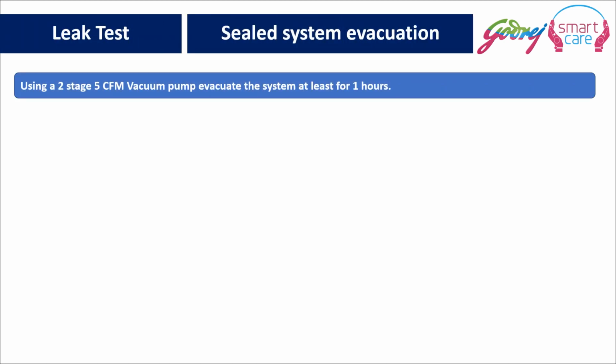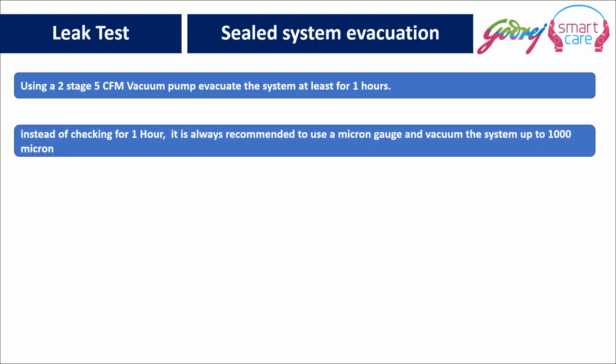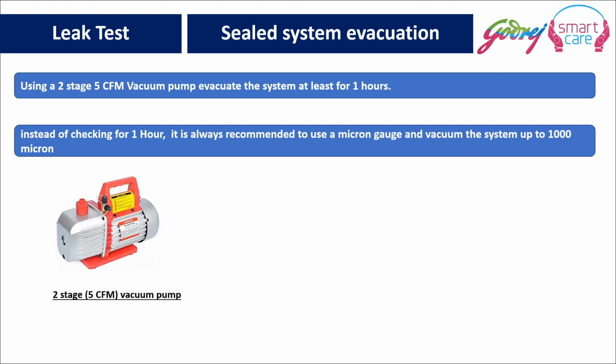Using a two-stage 5 CFM vacuum pump, evacuate the system at least for 1 hour. Instead of checking for 1 hour, it is always recommended to use a micron gauge and vacuum the system up to 1000 microns. A two-stage 5 CFM vacuum pump is recommended. Micron.